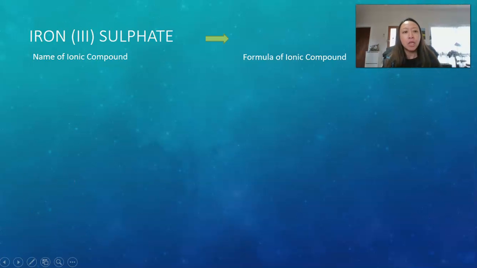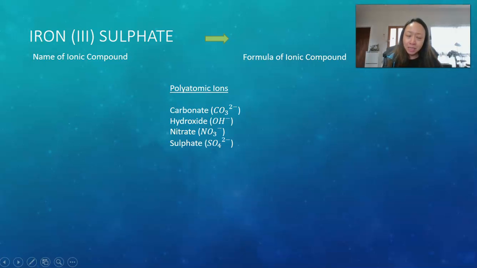So, let's practice this. If you are confident and you can do it already, feel free to pause this video and try it on your own. Or else let's just keep going. If we look at iron(III), we know that iron is a transition metal, so we do not need to refer to the periodic table to know that it has a positive 3 charge. And for sulfate, we have to look at the list and know that sulfate has a negative 2 charge.